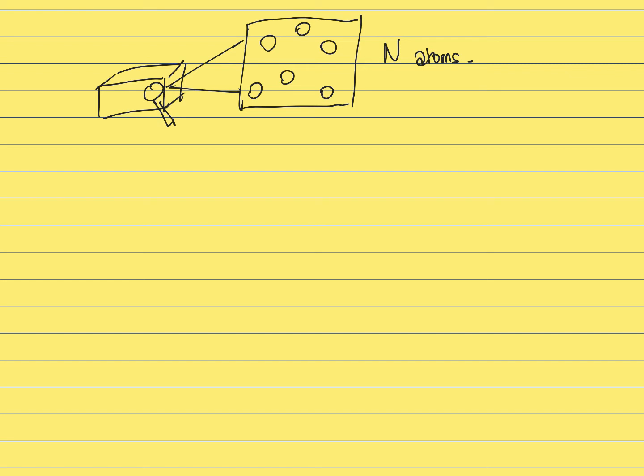Then the first question is, what is the energy of this system of atoms? So what is the total energy of the system of n atoms? And this total energy, usually we would call it the Hamiltonian. So the Hamiltonian is the total energy of this system of atoms, and we typically write it H.